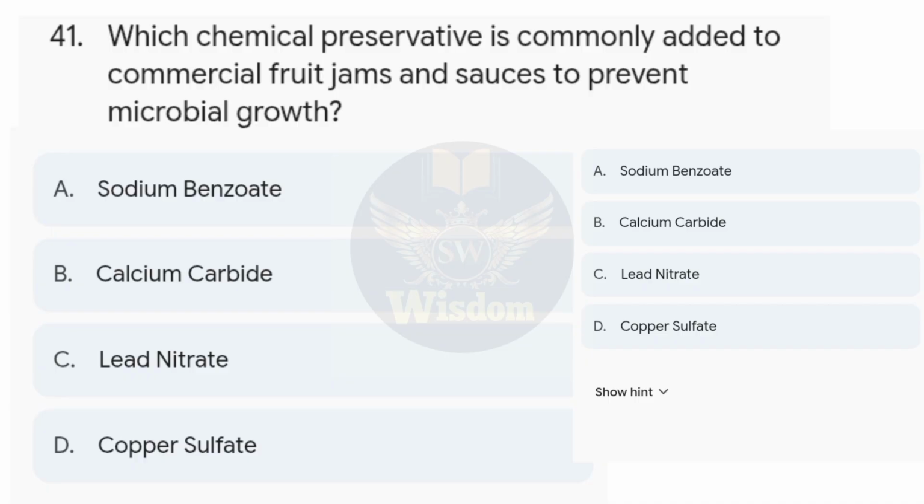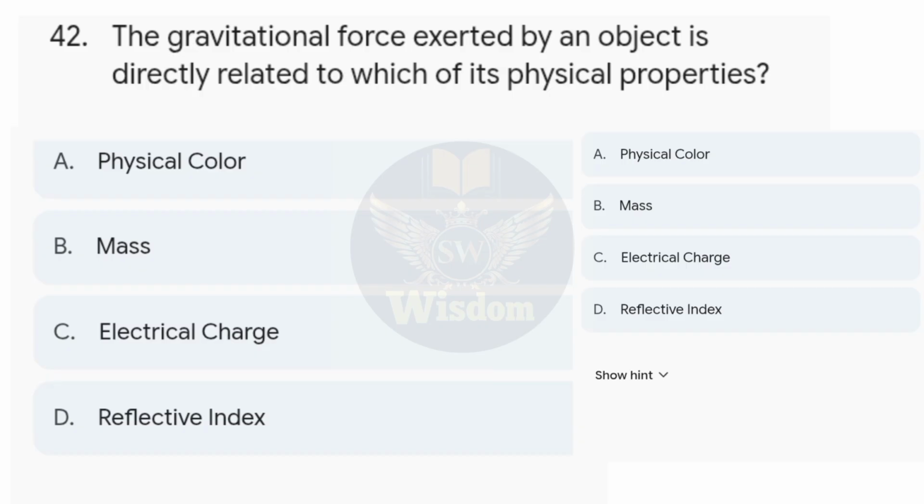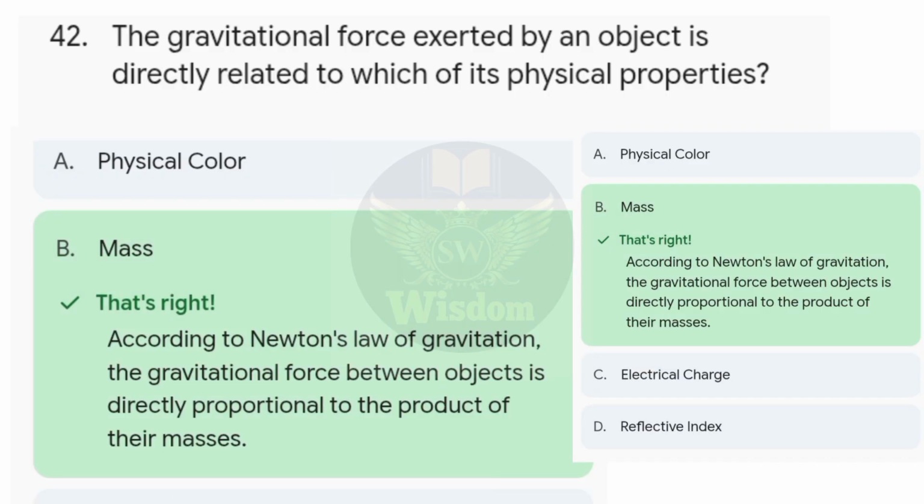The correct answer is option A, sodium benzoate. Next question. The gravitational force exerted by an object is directly related to which of its physical properties? The correct answer is option B, mass.